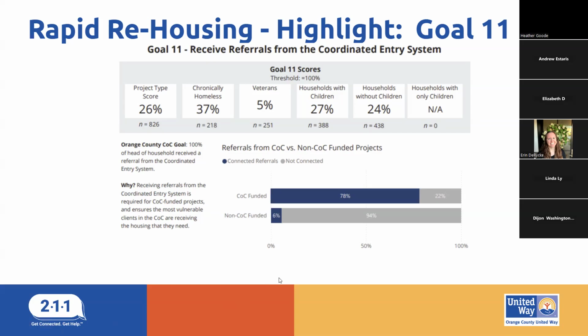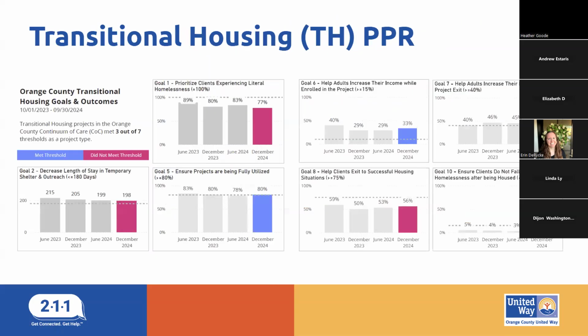Okay, we'll continue on. Our next PPR is transitional housing. Linda? So for the transitional housing PPR, our COC met 3 out of 7 thresholds for the transitional housing projects. These goals are measuring the project performance for all transitional housing projects in HMIS during the reporting period of October 2023 to the end of September 2024.